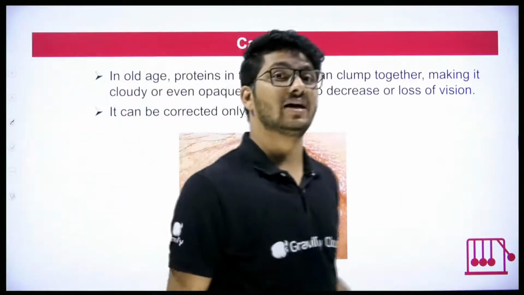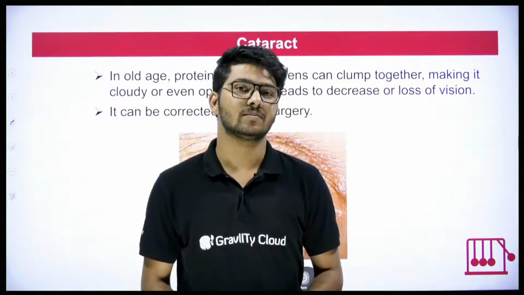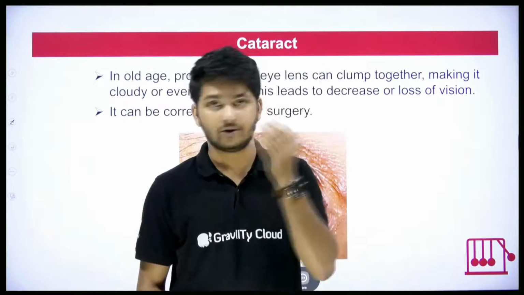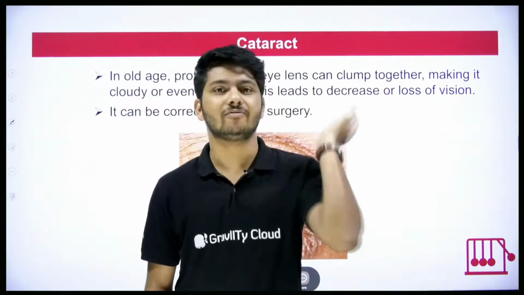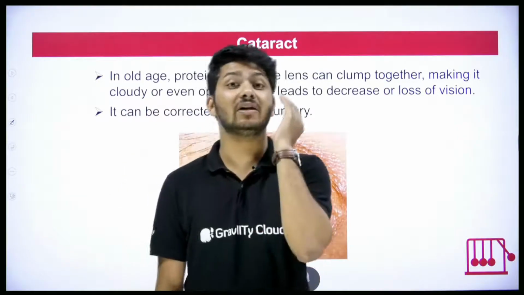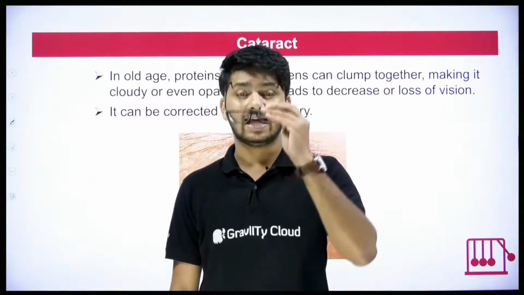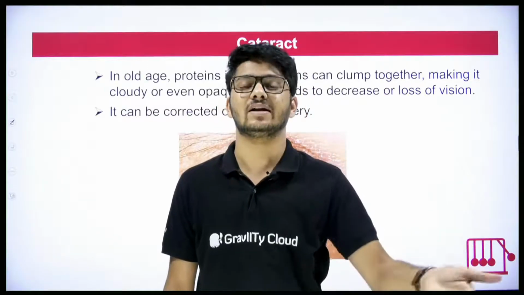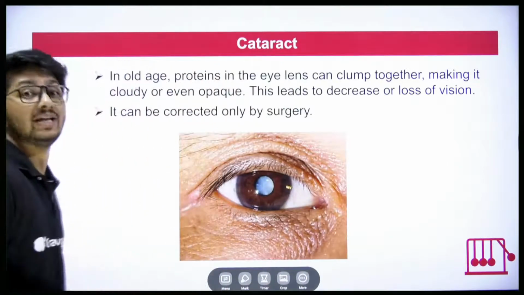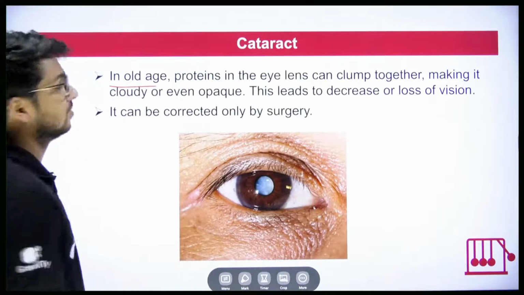Then there is another defect called cataract. It is completely something else. Here, on your eyes itself, a layer is formed. A layer will be blocking light from entering the eyes, and that layer formation is nothing but cataract. What is that layer? That layer is a lump of proteins. Again, it also mostly happens in old age.